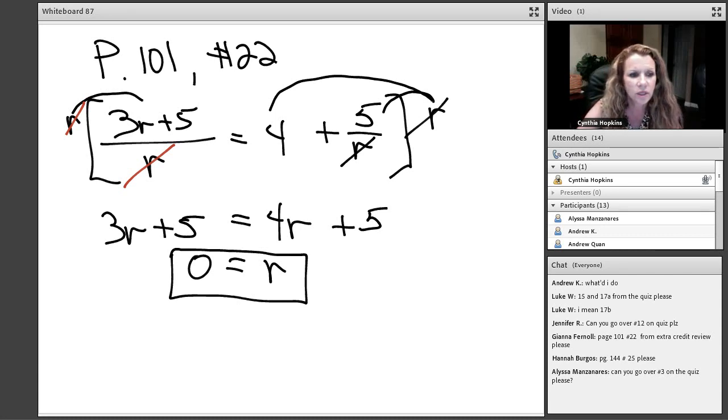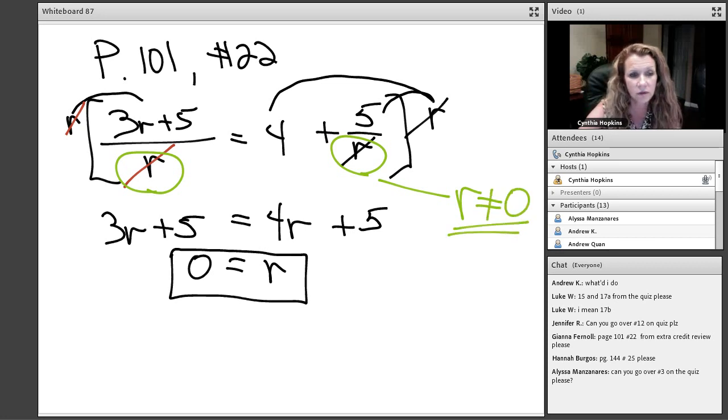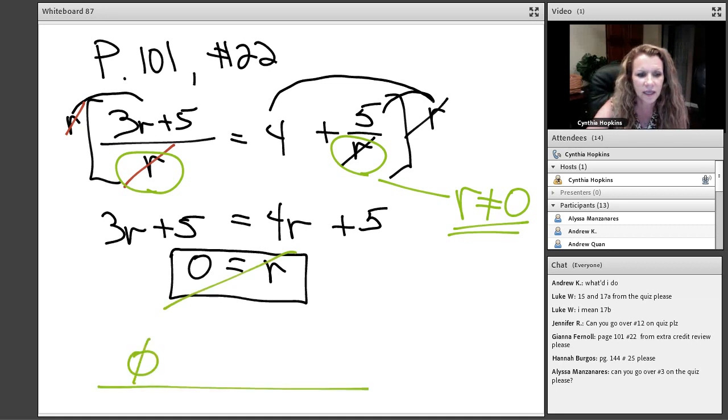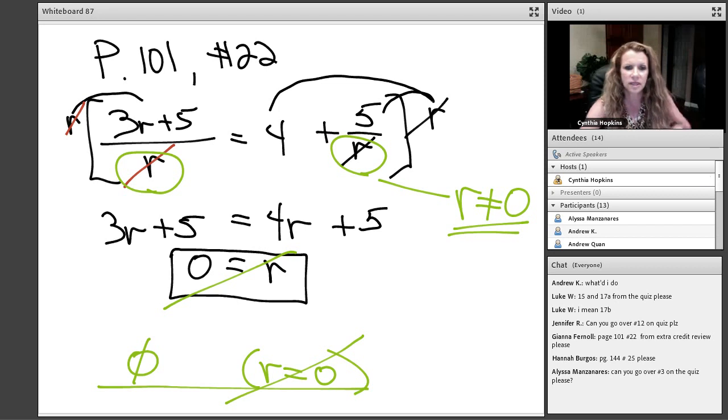So doesn't my original equation have restrictions because of this r in the denominator and this r in the denominator? That means r cannot equal 0. Otherwise, my denominators would be 0, and that's considered undefined. Well, that happens to be the exact answer we got. So I'm going to reject this, and that's what makes my answer the empty set. And those of you who are in my class, I want you to tell me you got r equals 0, but you rejected it. That's why your answer is the empty set.